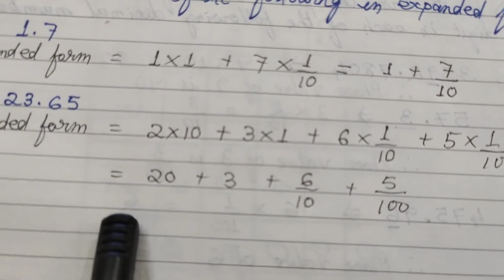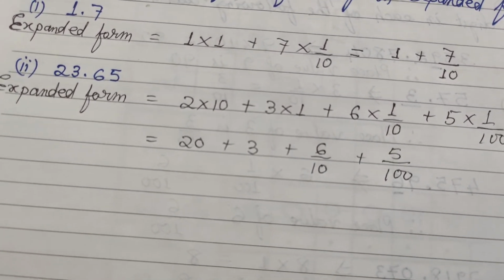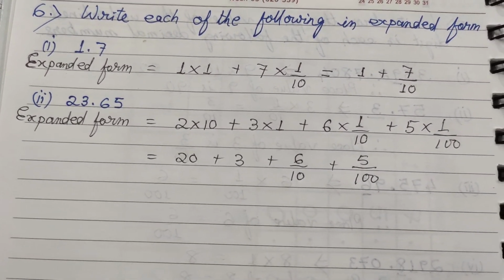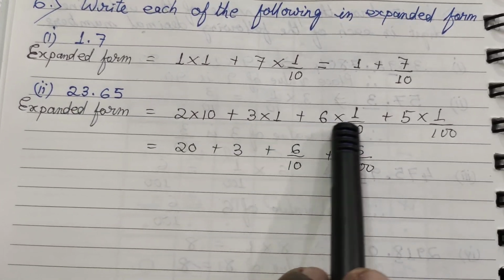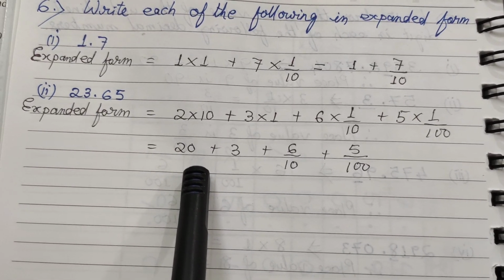So the expanded form is 20 plus 3 plus 6 by 10 plus 5 by 100. I hope you are understanding this one. Okay, first of all we are expanding it, and after that we are multiplying and getting the place value of each digit.